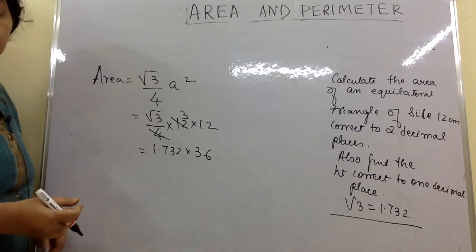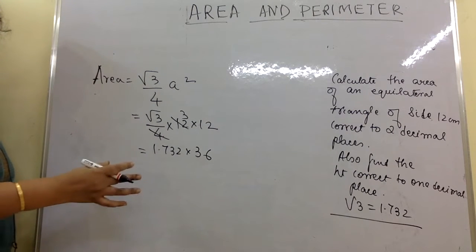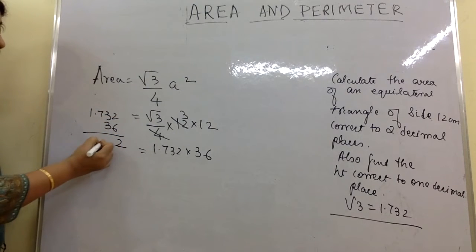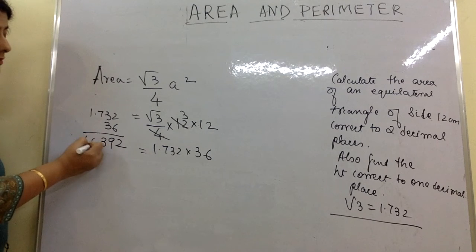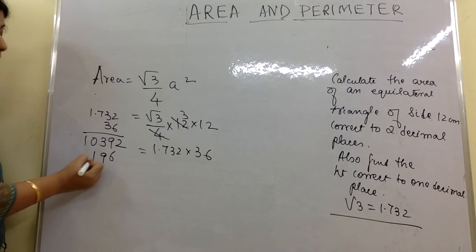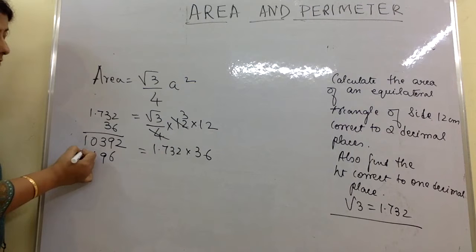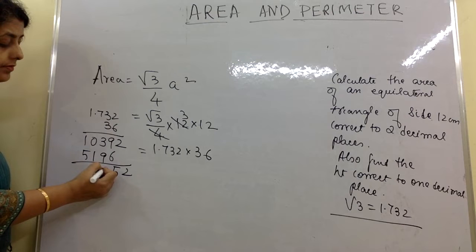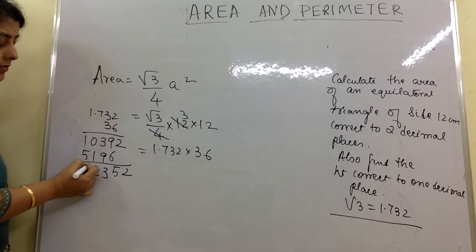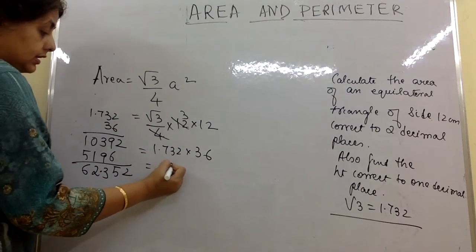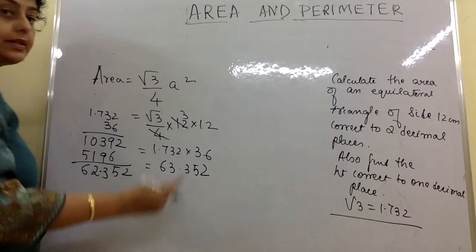Now here I have to multiply. On multiplying, I am going to get how much? 1.732 into 36. Now my answer that I get is 62.352. But then they didn't ask for this.